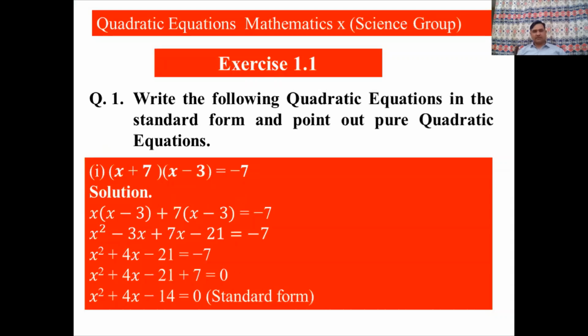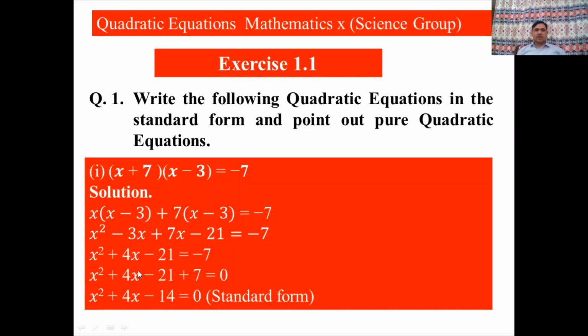Exercise 1.1. Write the quadratic equation in the standard form and point out the pure quadratic equation. Question number 1. We have to multiply x with x minus 3 and 7 with x minus 3. So when we multiply x with x, this is x square, x into 3, this is minus 3x, 7x minus 21 is equal to 7. Minus 3x plus 7x, so we have plus 4x.